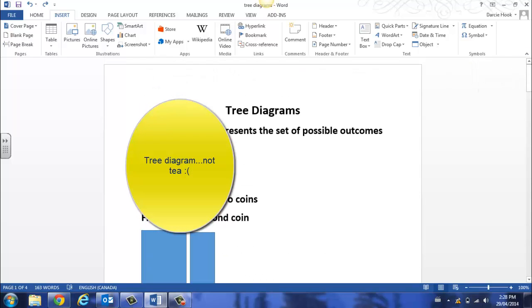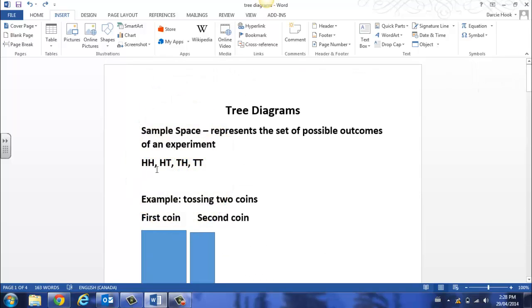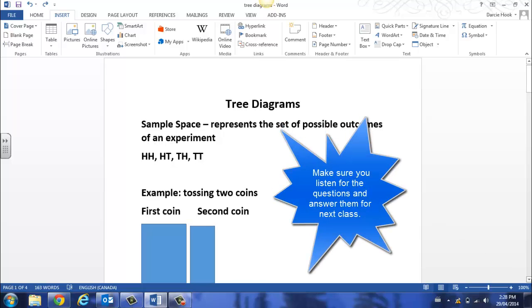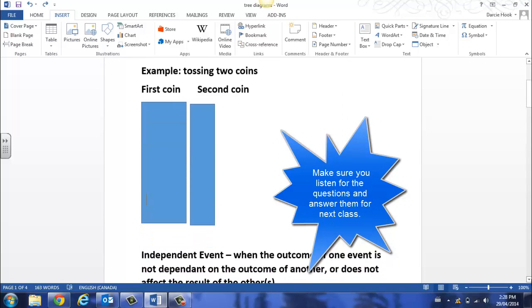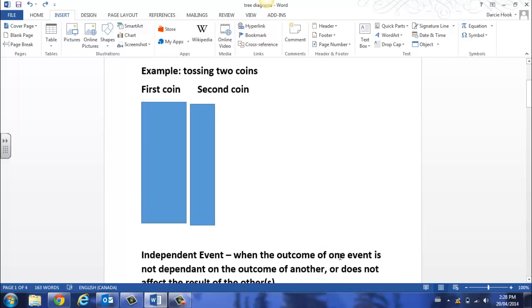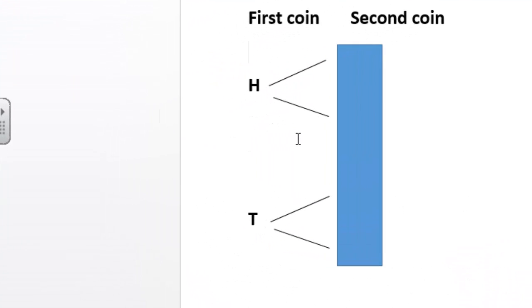So here is our listed sample space, HH, HT, TH, and TT. And our tree diagram would look this way. A tree diagram is a visual representation of your sample space. In the coins example, the first set of branches would be the result of tossing the first coin. So these two. Either an H or a T.